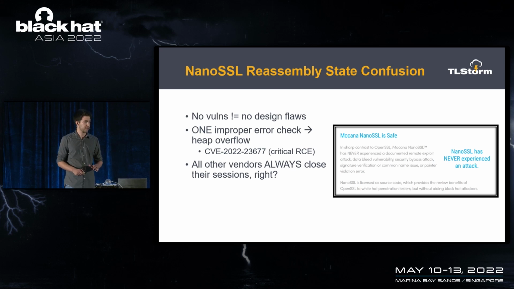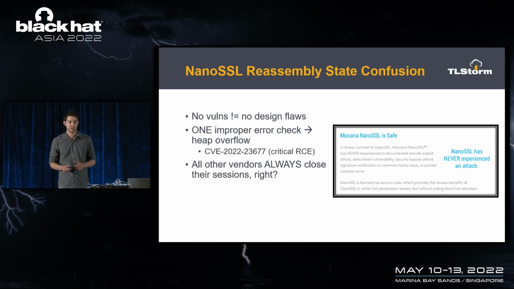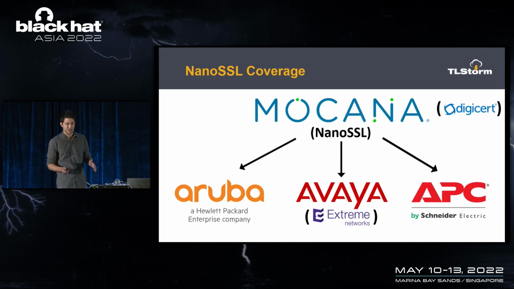And while this vulnerability is not actually within NanoSSL, it still stems from it, because one improper error check should not lead to heap overflow. This leads us to the question, all other vendors always close their session, right? I guess you can guess the answer to that one. So if we look at this list, we can successfully say that we found a misuse of NanoSSL that leads to remote code execution in the Aruba device.